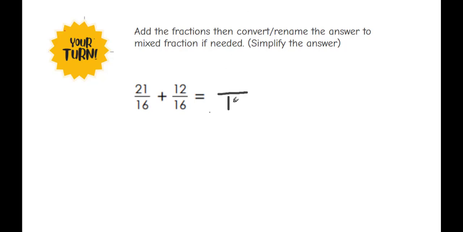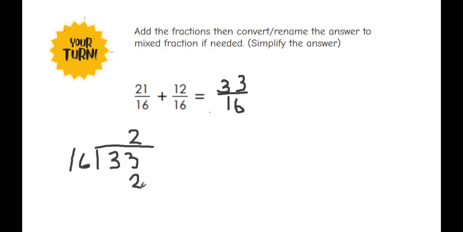I have 16 as my denominator. I don't have to change anything. 21 plus 12. 3 for my 1s and 3 for my 10s place. Did that in my head. Now I'm going to take 33 divided by 16. And I believe I see 2 of them in there.